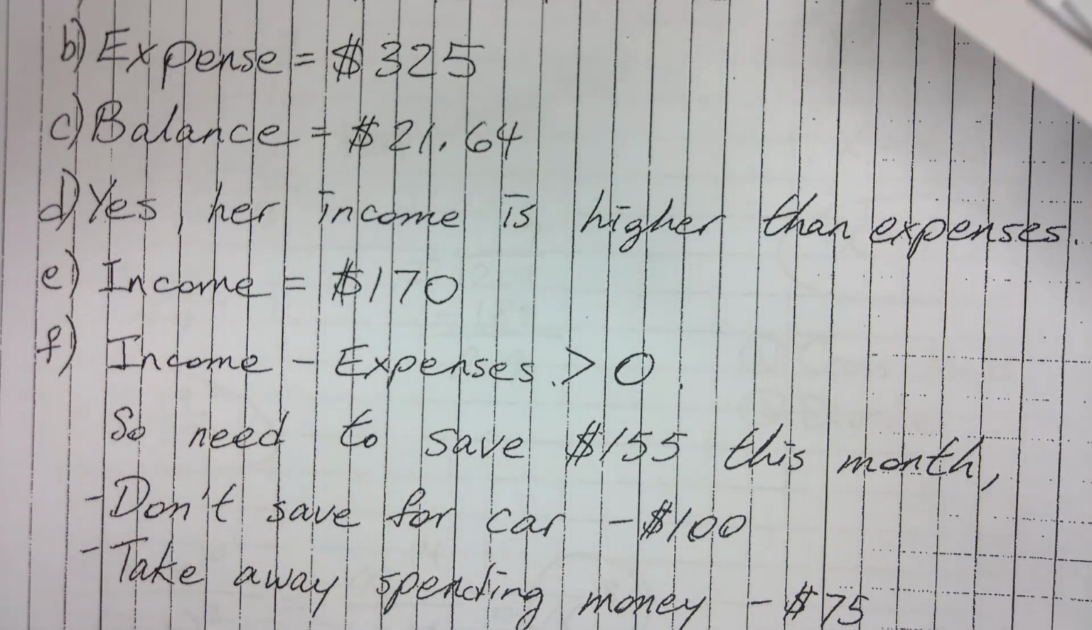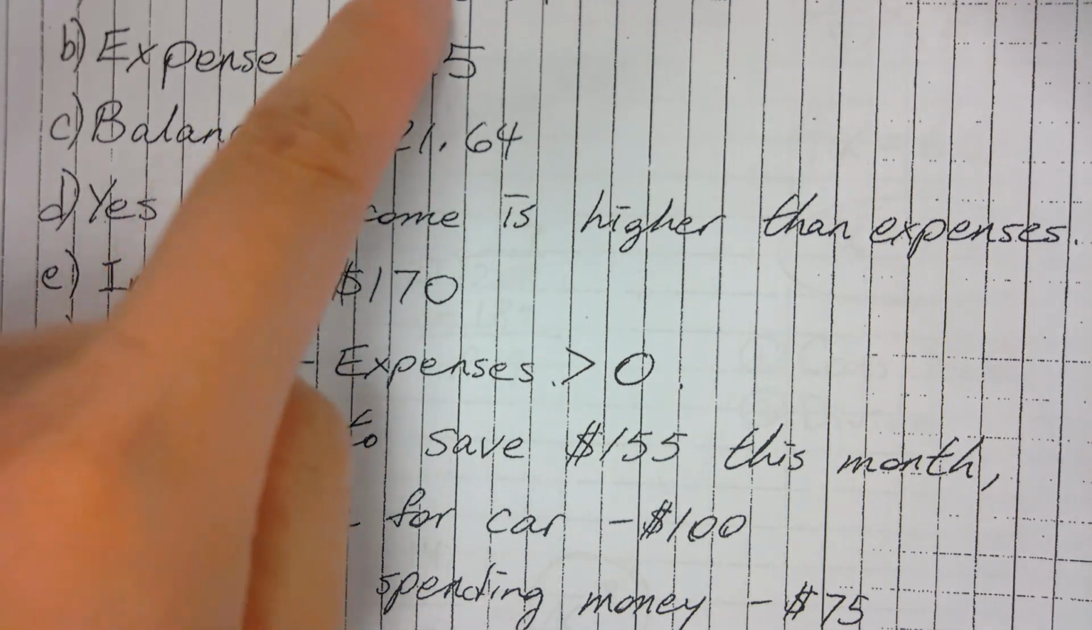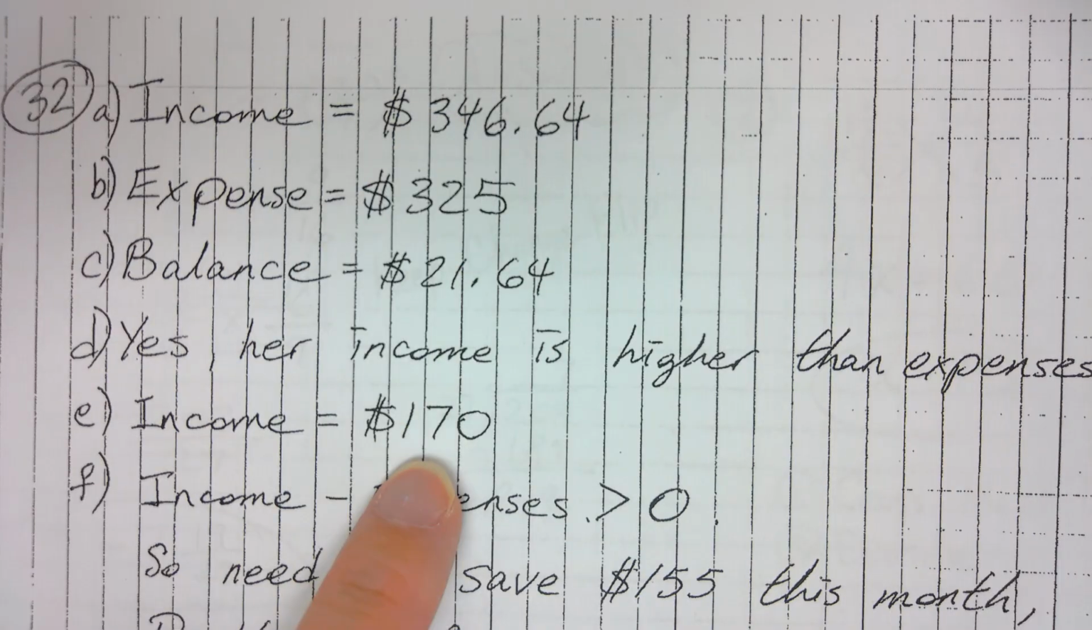So unfortunately, her hours have been cut, and so she loses half of her pay. Round your answer to the nearest dollar. So income, if you divide that by 2, that means now her monthly income is just 170.